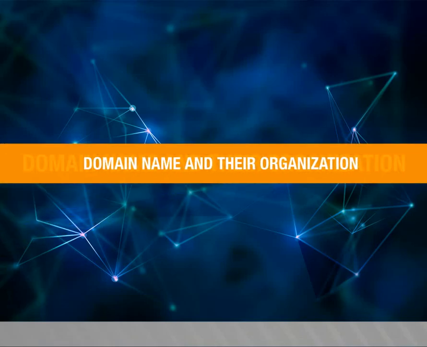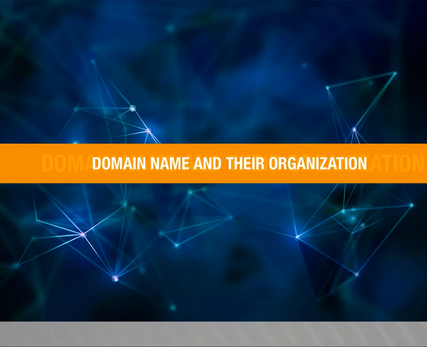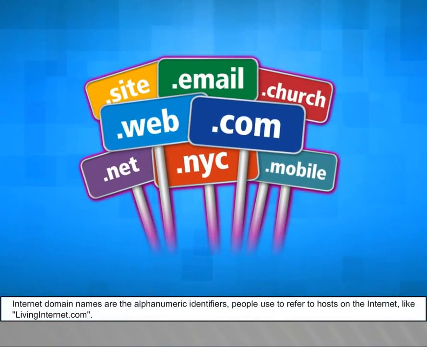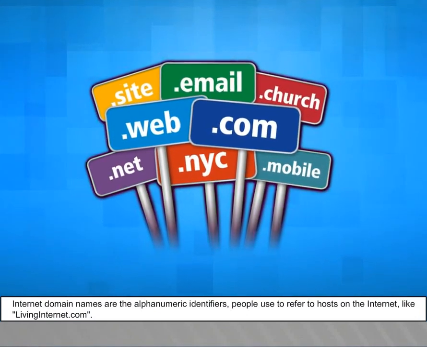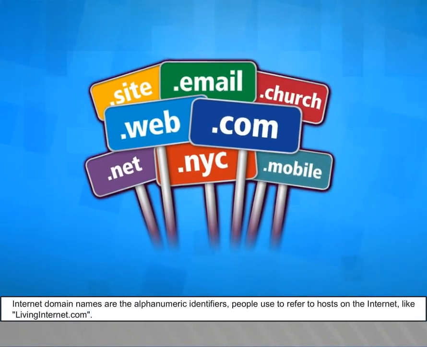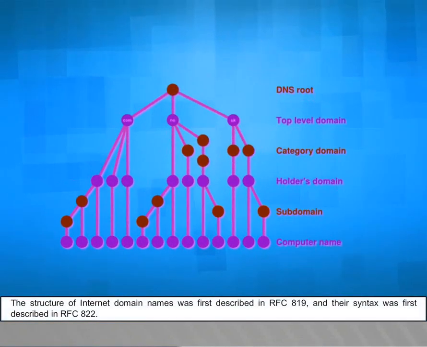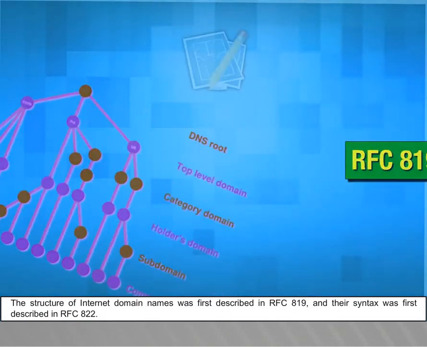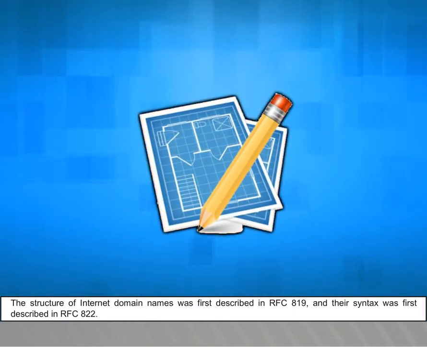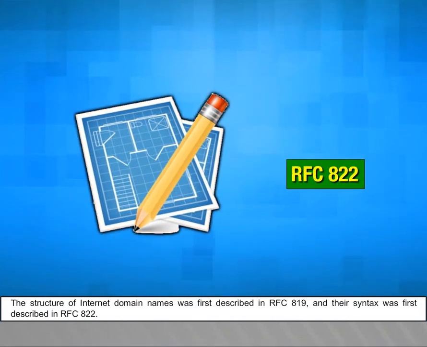Domain names and their organization. Now let us see the process of domain names and their organization. Internet domain names are the alphanumeric identifiers people use to refer to hosts on the Internet like livinginternet.com. The structure of Internet domain names was first described in RFC 819 and their syntax was first described in RFC 822.